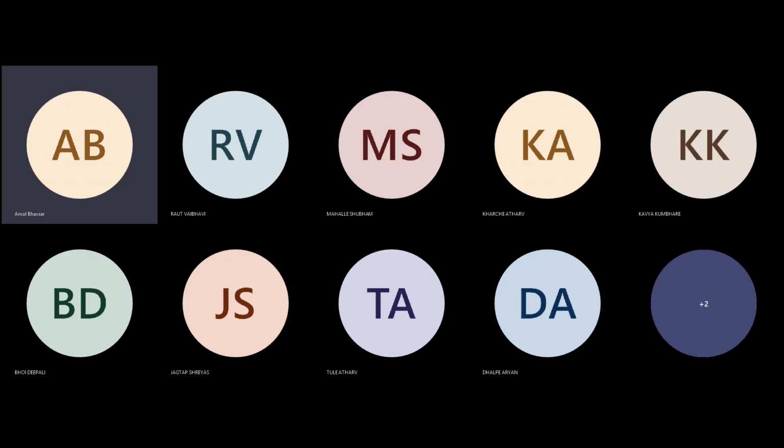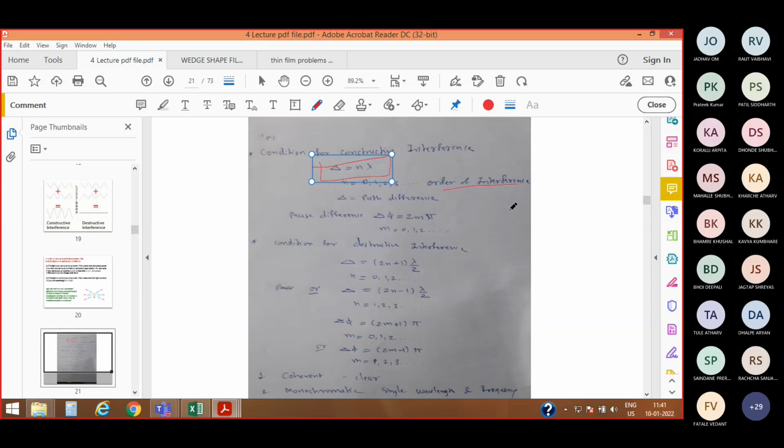Path difference is equal to n lambda, where n is equal to 0, 1, 2, 3, that is the order of the interference. And the phase difference is equal to 2n into pi. Suppose this is a wave having this amplitude and another wave of this amplitude, then at that point we are getting the destructive interference.